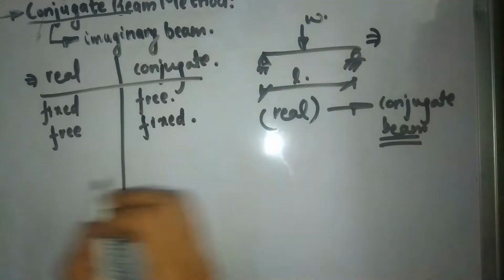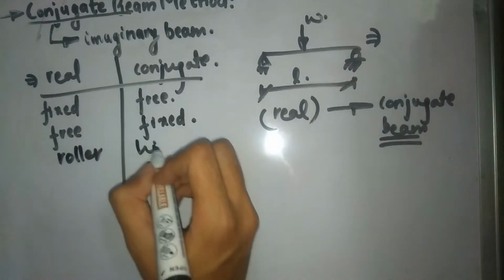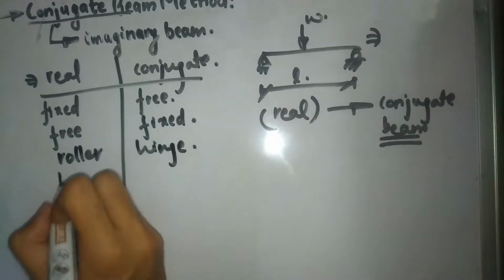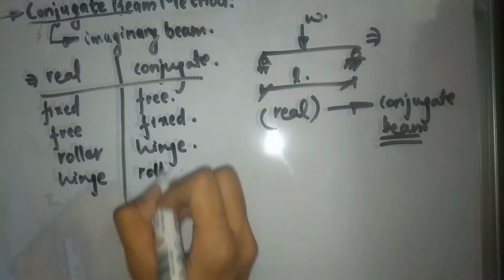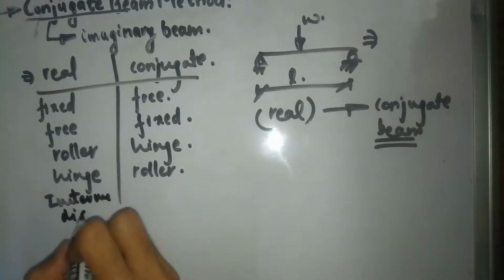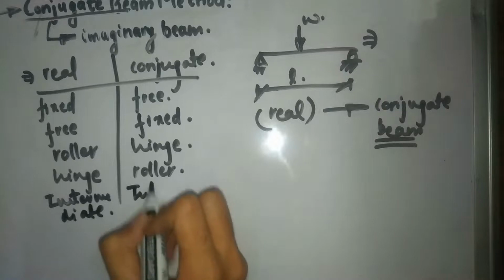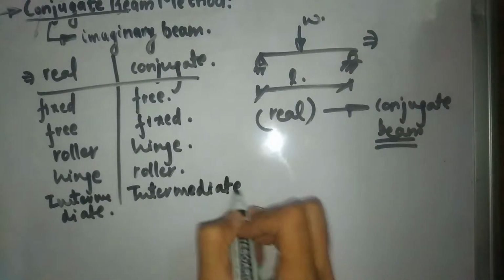And if we have a roller support at the real beam, we are going to have a hinge support in the conjugate beam, and if we have a hinge support in the real beam, then we are going to have a roller support in the conjugate beam. While for an intermediate support, it is going to be an intermediate support only in our conjugate beam.